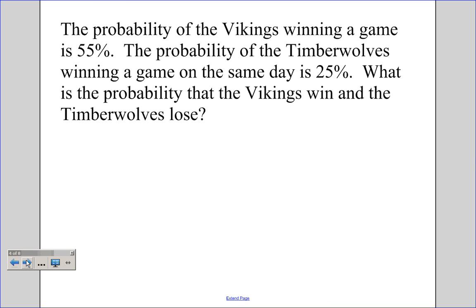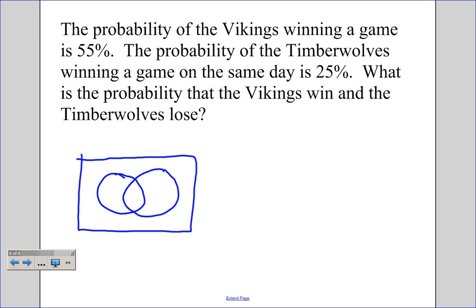All right, the probability that the Vikings win a game is 55%. The probability that the Timberwolves win a game is 25%. What's the probability that the Vikings win and the Timberwolves lose? All right, so we could pick any method. Let's try the Venn diagram again.